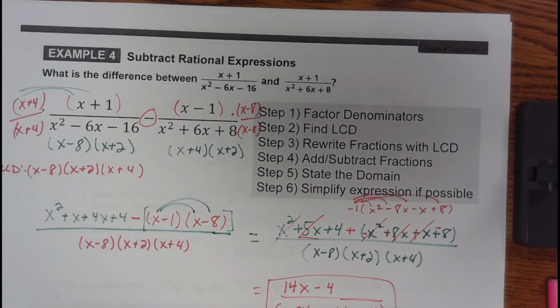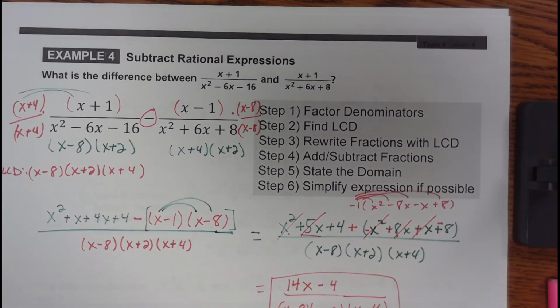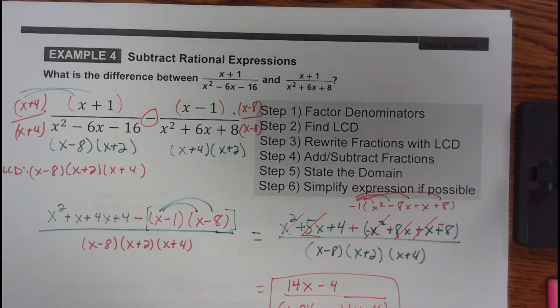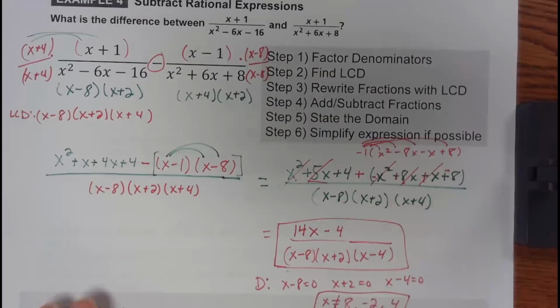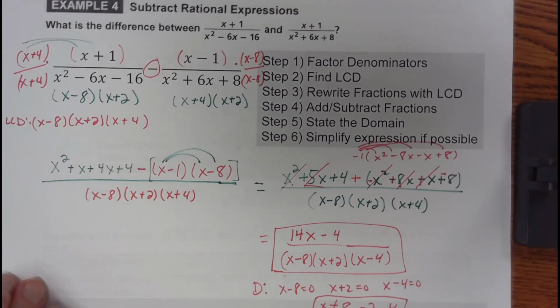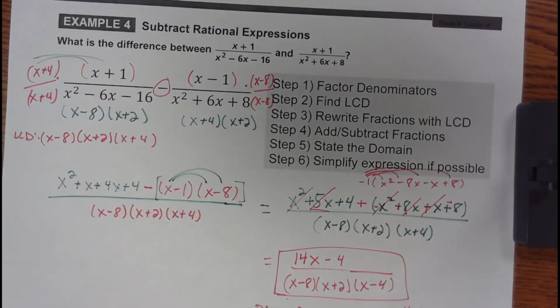Now before I simplified, if I were to cross anything out, don't forget to do your domain. So our domain is where these would be 0, which x cannot equal 8, negative 2, or 4. Alright, that concludes our lesson on adding and subtracting rational expressions.